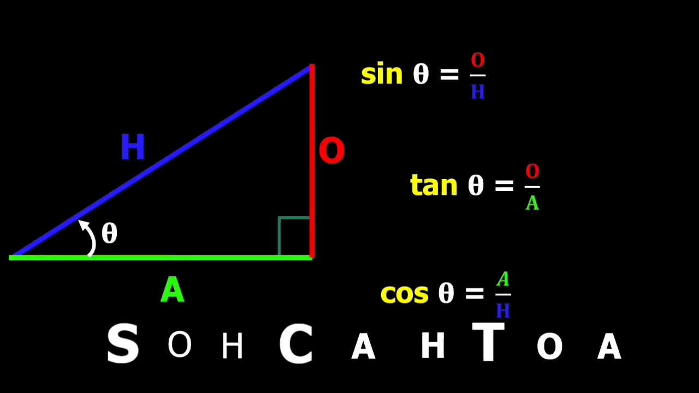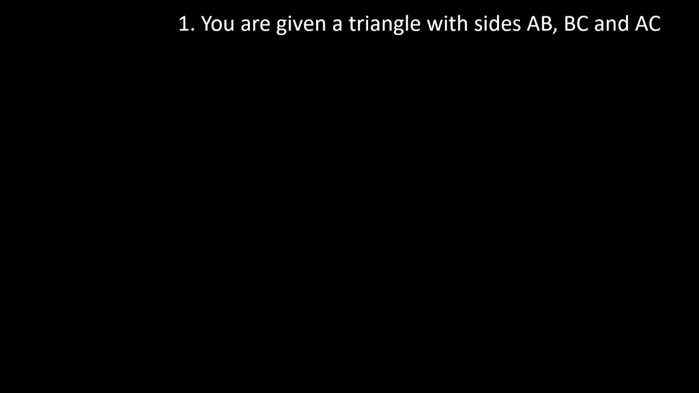So we've finished giving the brief introduction, but don't disappear yet, because now it's practice time. Let's practice how to use these trigonometric ratios to solve right-angled triangles. So in the first activity, we're given a triangle with sides AB, BC, and AC.